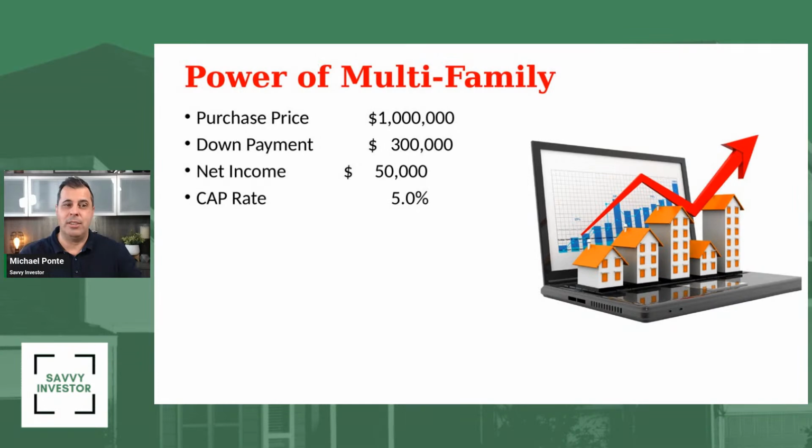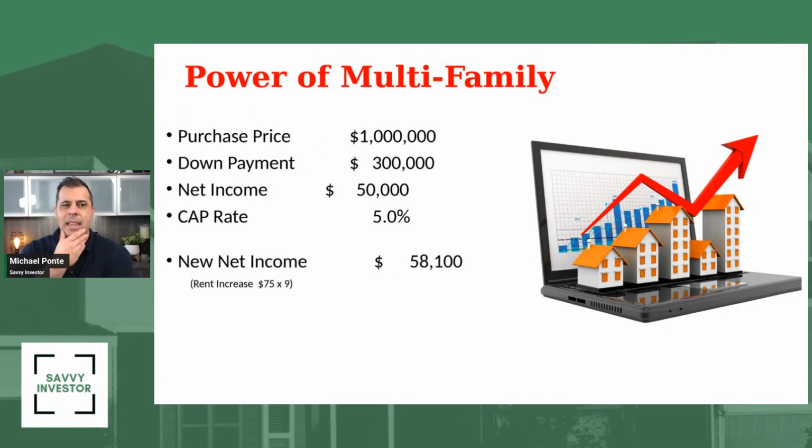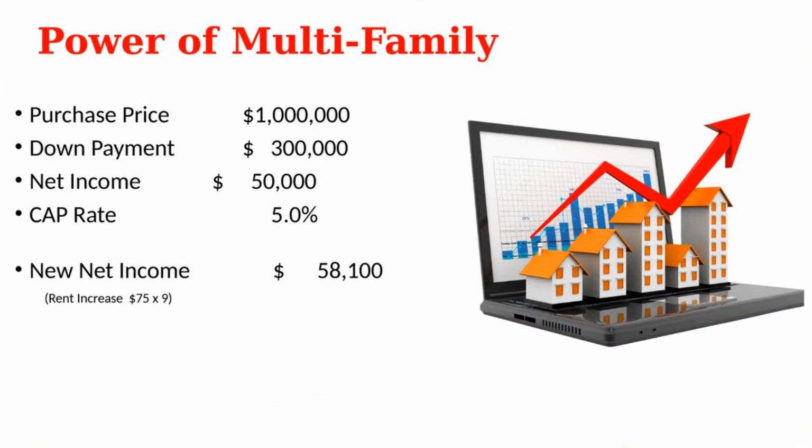Okay, so this is what it is. $1 million, that's the purchase price. 9-unit building, down payment is $300,000, and the net income is $50,000. Cap rate is 5%. That's what we know about this building. So with that being said, let's just say there is an opportunity in this building. We see that, hey, I can raise the rents. I hope everybody can see this. If not, I'll just expand that a little bit better. So we can raise the rents by $75 per month per unit.